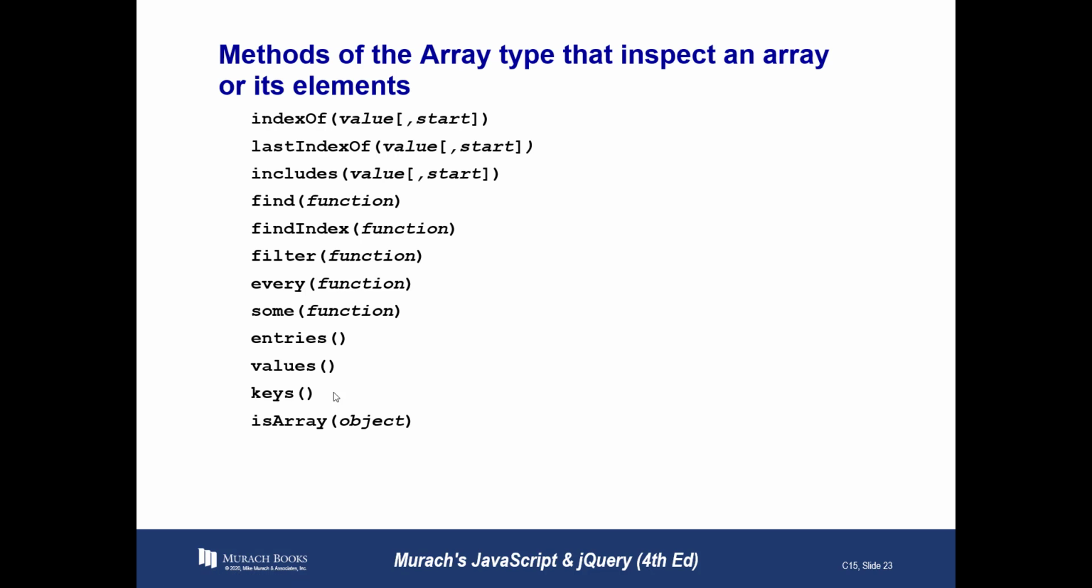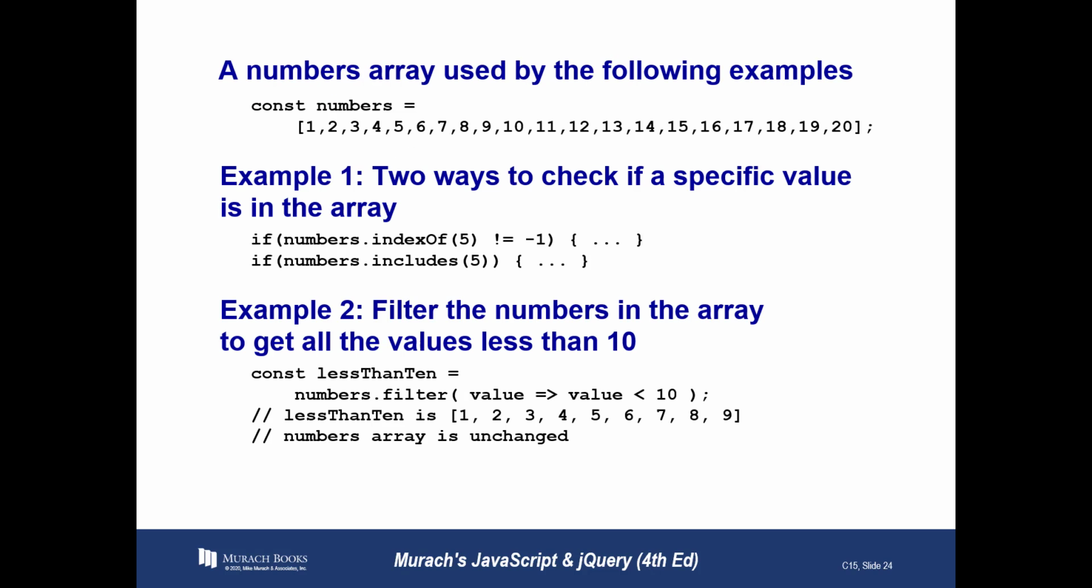All right. Here are some methods of an array type that inspect an array or its elements. Many of these are very similar in nature, at least the first ones, to what you do with strings. And really, again, a string is just a character array. So when we look at some of these, we've got const numbers, with the numbers from 1 to 20. And they show you here two ways of specifying if it includes the number 5. I think I've only done it the second way.